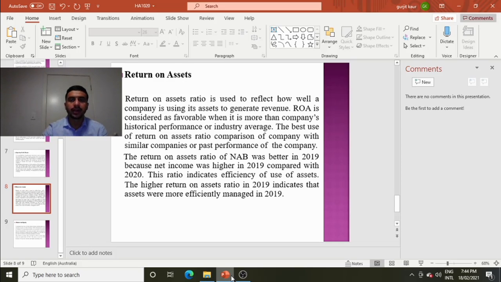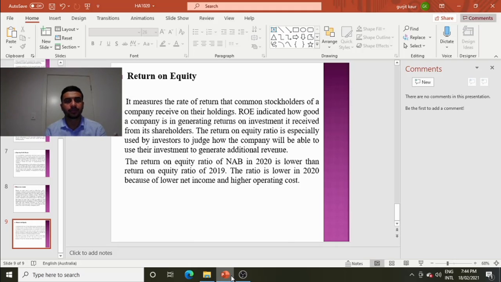Moving further to our next ratio, return on equity. It measures the rate of return that common stockholders of a company receive on their holdings. ROE indicates how good a company is in generating returns on investments it received from its shareholders. The return on equity ratio is essentially used by investors to judge how the company will be able to use their investment to generate additional revenue.